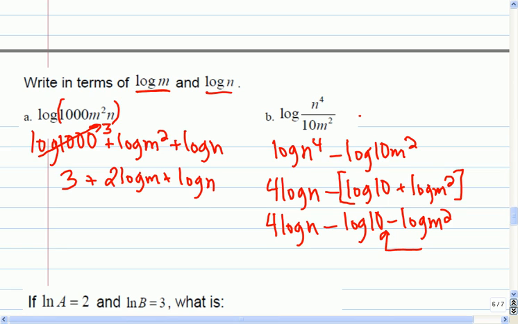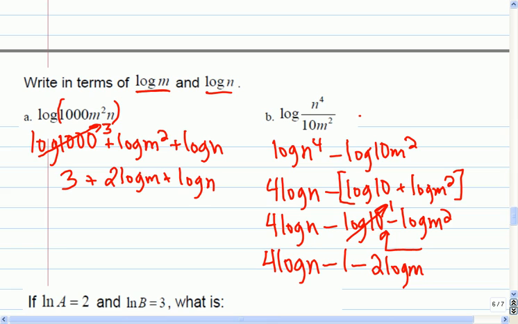So the last thing I can do here, this is a 1, and I can move 2 to the front. So this would be 4 log n minus 1 minus 2 log m. And at that point, I have everything down to just log m and n. Okay. So be careful of that.